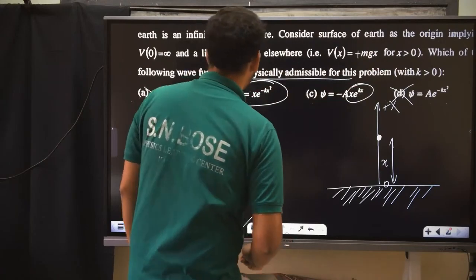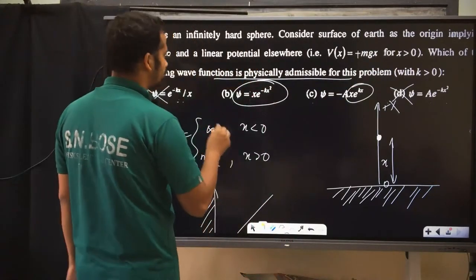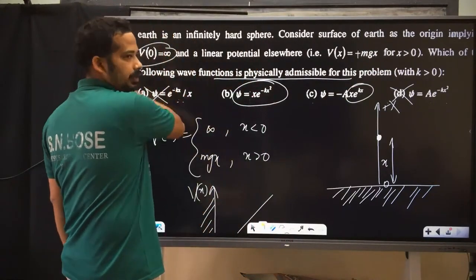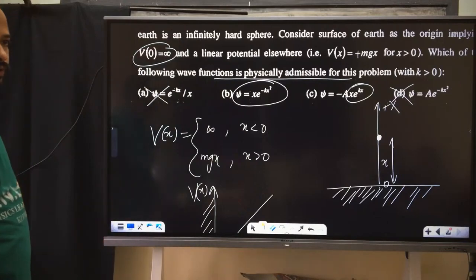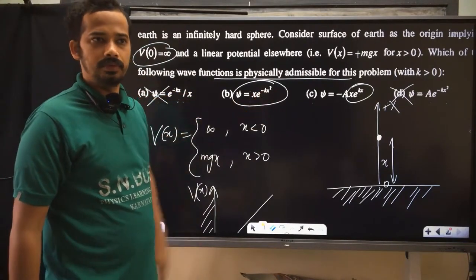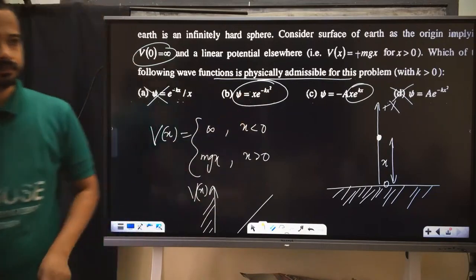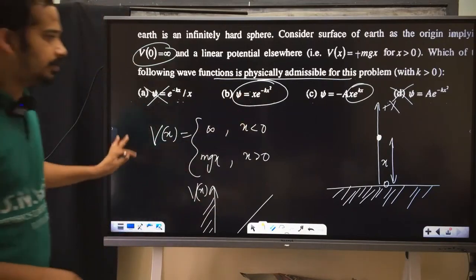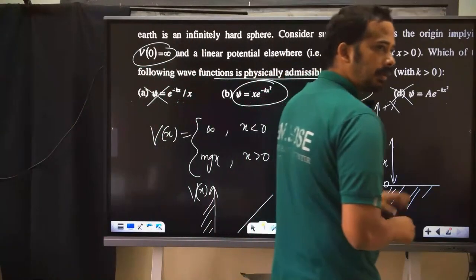And the wave function should be continuous. Whenever potential is infinity, your wave function is 0. That's why at x equal to 0, the wave function should be 0. That's how I have chosen. Whatever experience we have, apply it and solve the problem.